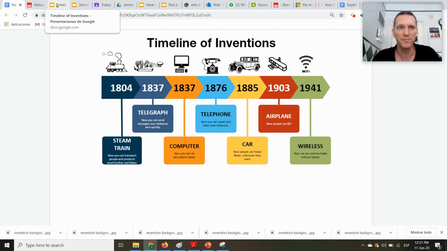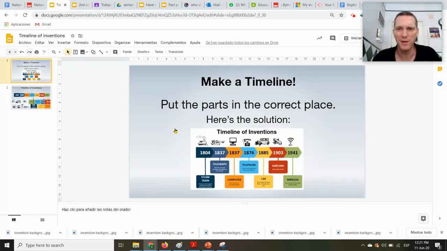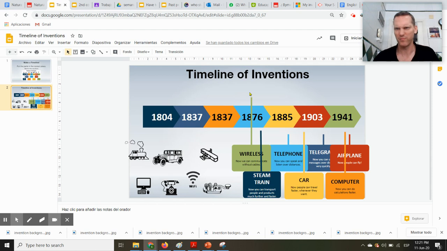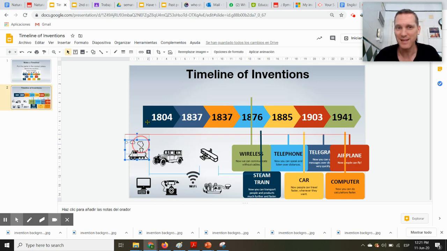In Google Classroom, you have this document, and if you open it, it says, make a timeline. Put the parts in the correct place. Now here's the solution. So here you don't do anything. But on the second page, here, this timeline looks bad. It's all broken. Well, what you have to do is take the pictures, put them in the correct place.